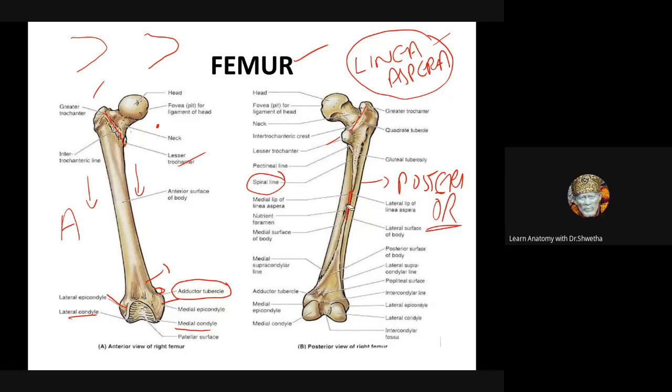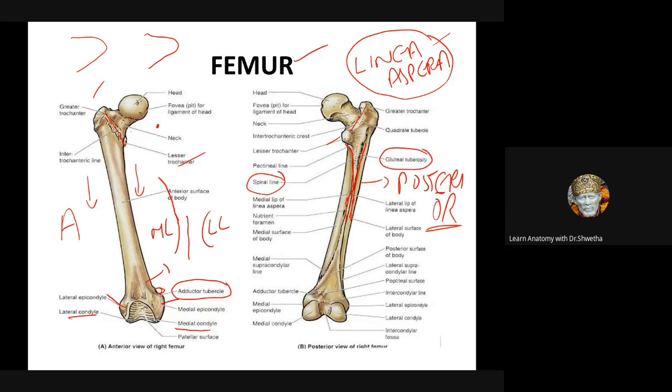This is an MCQ question I will tell you. Now see here, students. You have the linea aspera. We will trace it above and below. Now this linea aspera has something called the medial lip. It has the lateral lip. This is an MCQ question. And an intermediate area. You trace the medial lip above. It continues as the spiral line. You trace the lateral lip above. It stops at the gluteal tuberosity.